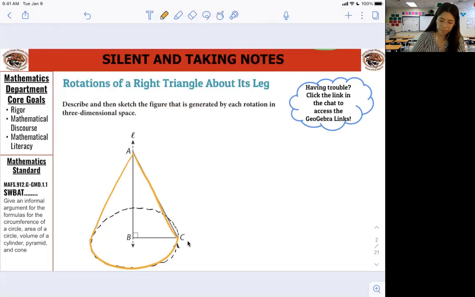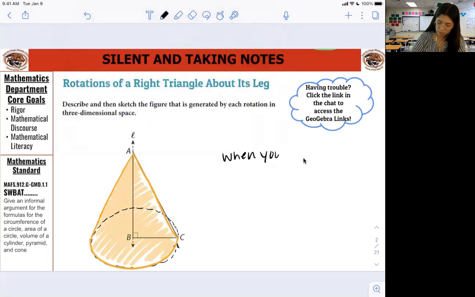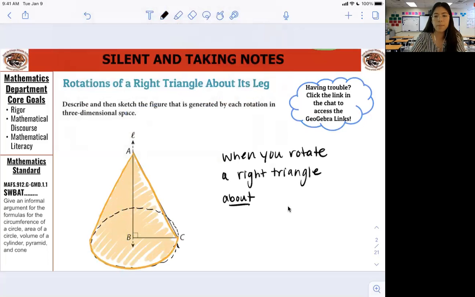And there's my cone. The shader in. Okay, so we end up getting a cone. So when you rotate a right triangle about is the same as saying it's around. So when you rotate a right triangle about one of its legs, you obtain a cone.